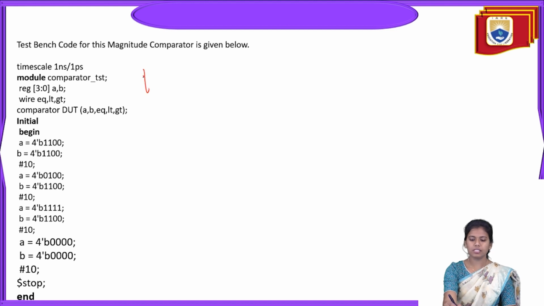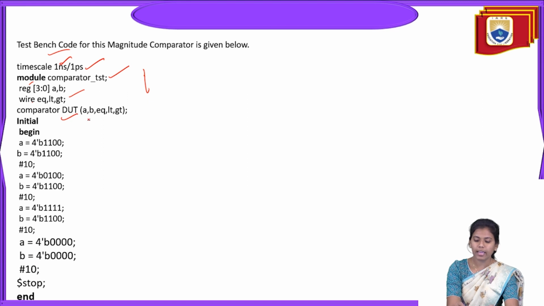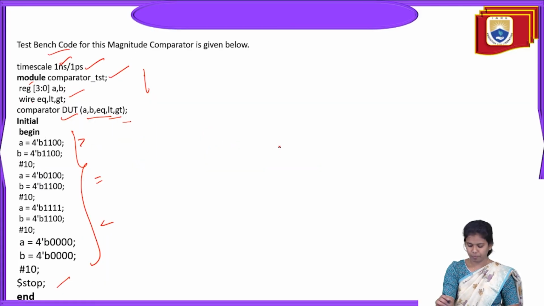Okay, so this is the test bench code for the magnitude comparator. In the test bench code, we all know the timescale is 1 nanosecond. Basically, we'll consider 1 nanosecond, and module comparator_tst, and registers with [3:0], and the initialization of the inputs as well as the outputs. The outputs are equal to, less than and greater than, and compare A, B for equal to, greater than and less than, and here are my combinations for greater than, equal to and less than. Okay, so finally I'm stopping and ending with this endmodule.